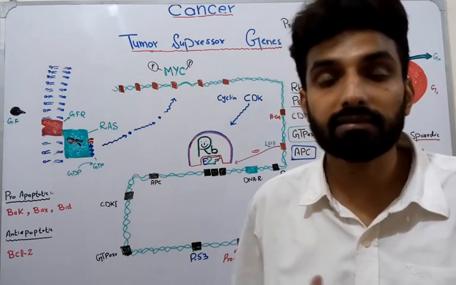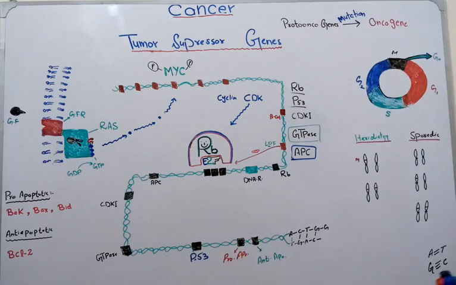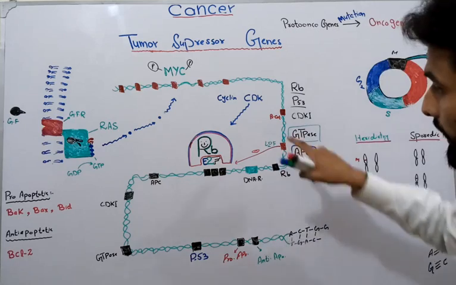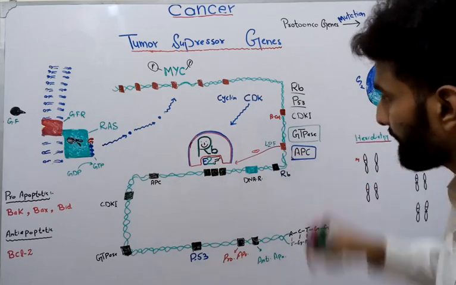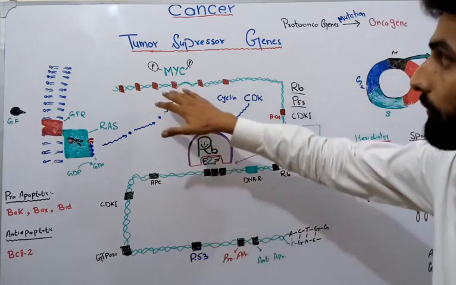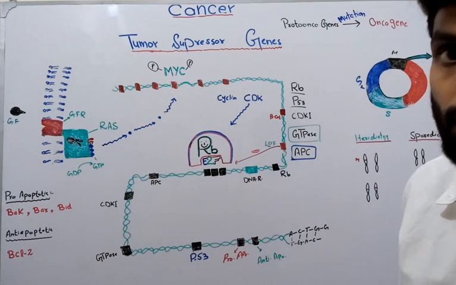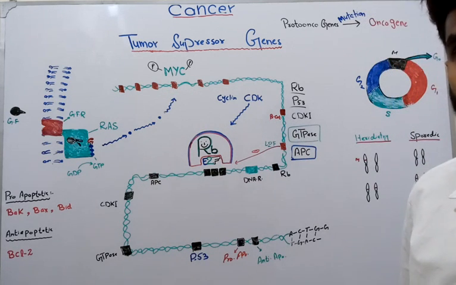Now the chances of cancer are very low. So to develop cancer, there should be a mutation, but the mutation should be a loss of function mutation in the tumor suppressor gene and a gain of function mutation in the proto-oncogenes.